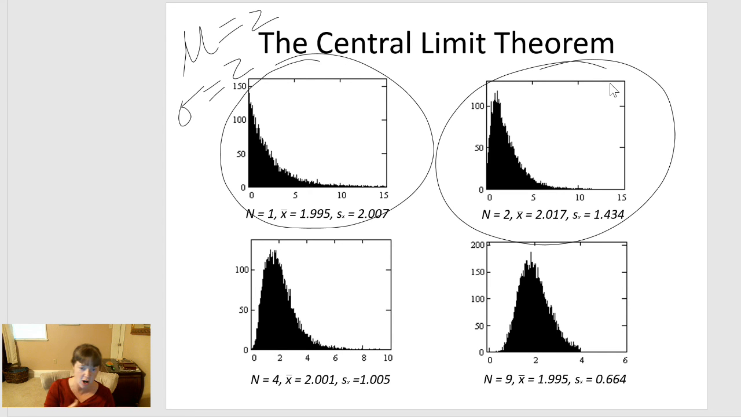So these are 10,000 sample averages of two people. And the average of these averages of two people was equal to 2.017. Yep, equal to the original population average. The average of all the averages was equal to the original population average. But now let's look at the standard deviation, the standard error of all of these averages. Notice that it's gotten smaller. It's now 1.434. And let's actually work out what that would be on our calculators.